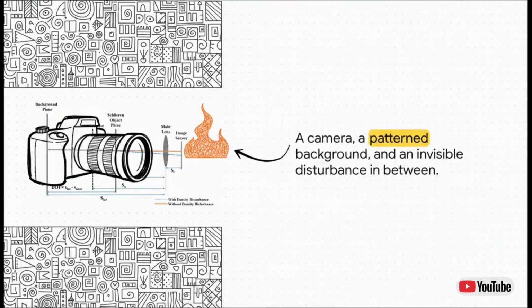And the setup itself is way simpler than you'd think. All you really need is a camera, a background with some kind of detailed pattern on it, and then your invisible subject, like the heat coming off this flame, stuck right in the middle. And the genius of this is its simplicity. I mean, older methods required all kinds of complex lasers and mirrors. This approach made visualizing airflow so much more accessible.